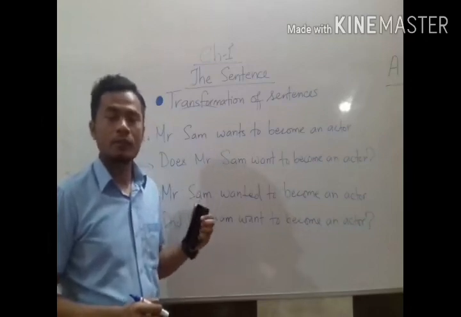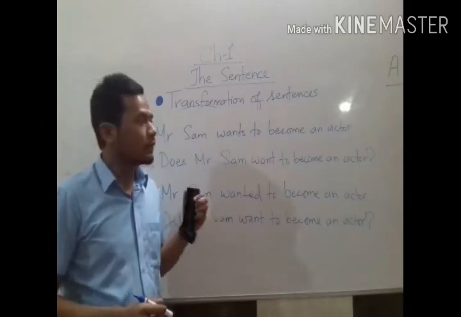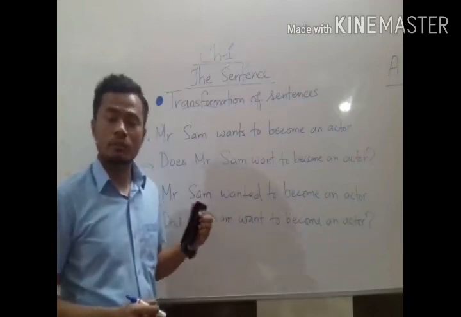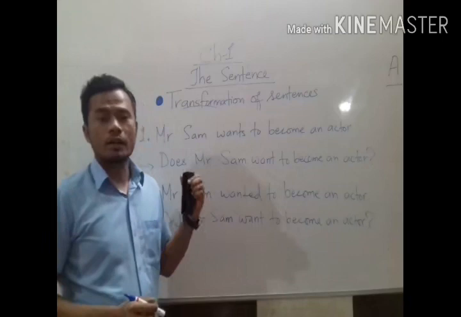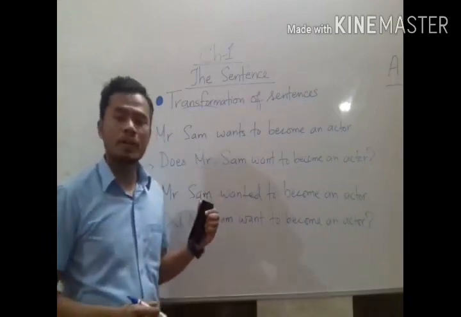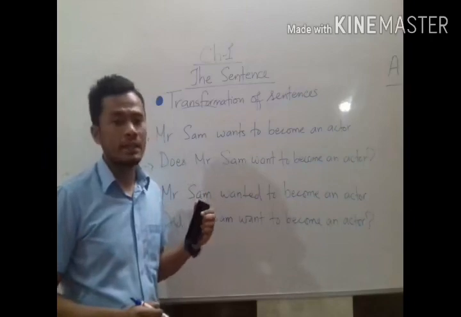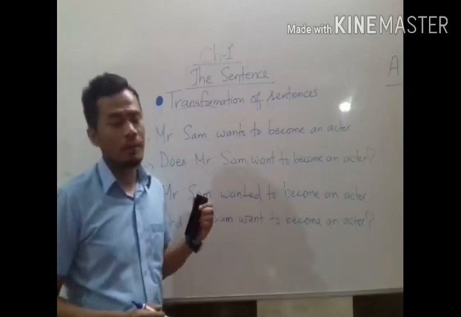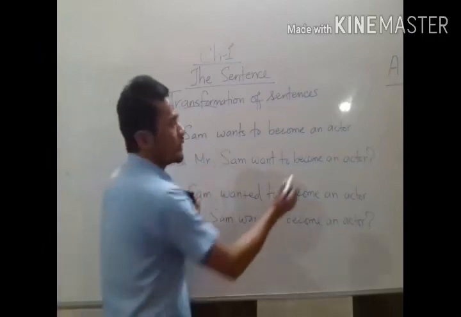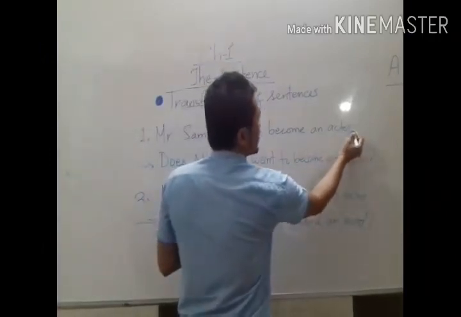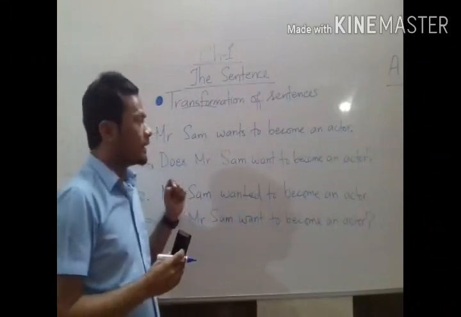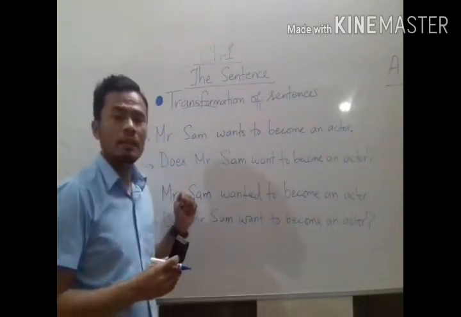Okay. But if the question is that we need to change the given sentence into a verbal question, that means we need to find out the helping verb, but we don't see any helping verb if the sentences are in simple present or simple past tense. Like here, Mr. Sam wants to become an actor. So this is an assertive sentence and the sentence is in simple present tense. That means we don't have any helping verb here.